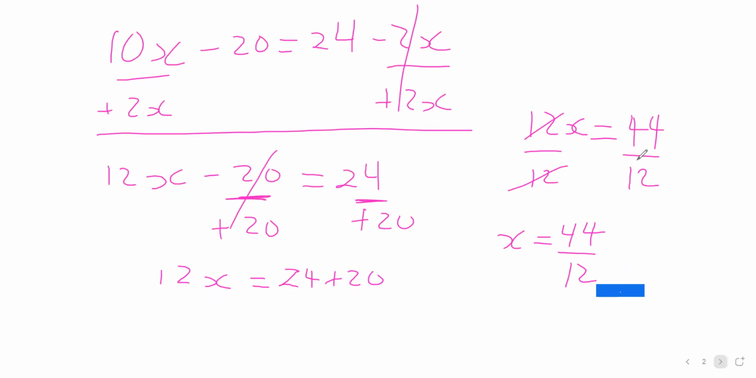I think I should be able to simplify this a little bit. I could use 4. So 12 divided by 4, and the same 4 would divide into 44. So this would give me 11 over 3. So x equals 11 over 3. And that's it. Boom, I'm done.